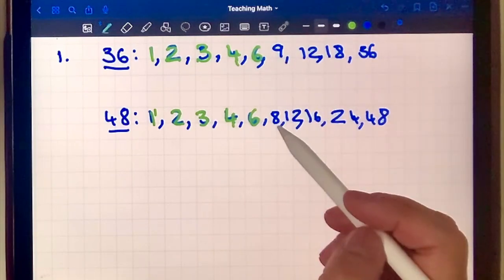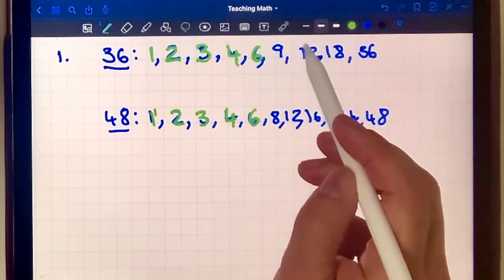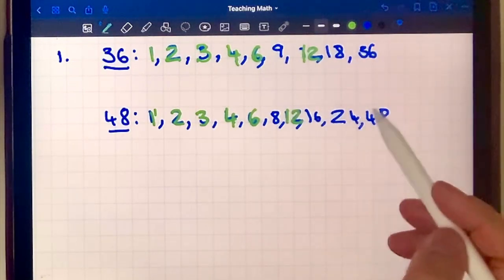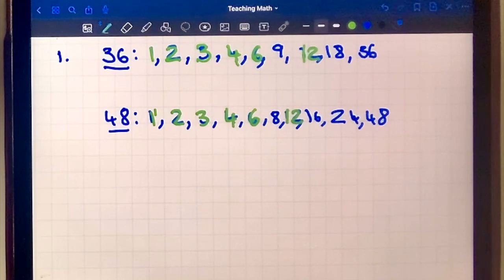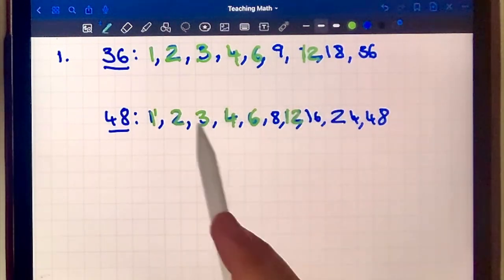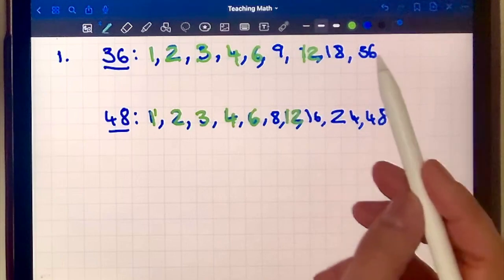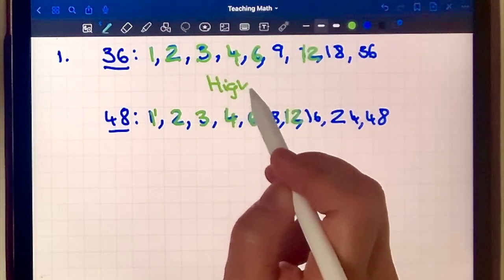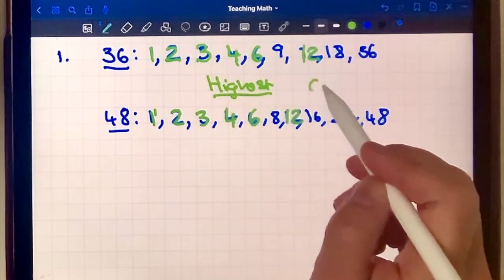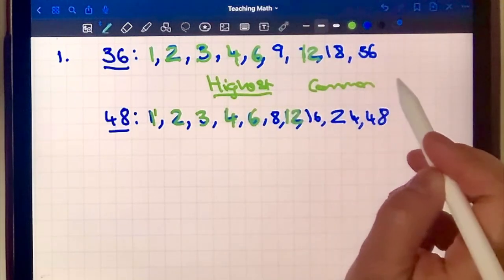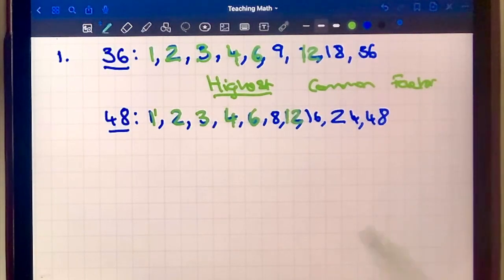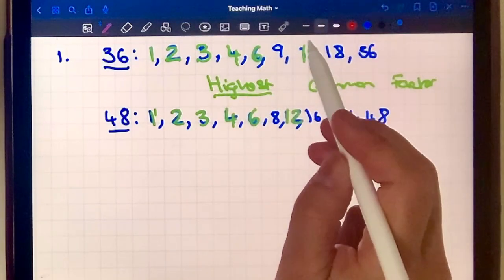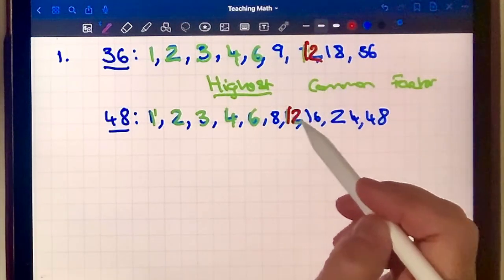is not, 8 is not, 12 is a common factor to both of them, and then none of the others are common to both of them. So we have quite a lot of common factors, but remember, we are looking for the highest common factor. Okay, so the highest one between them is going to be 12.